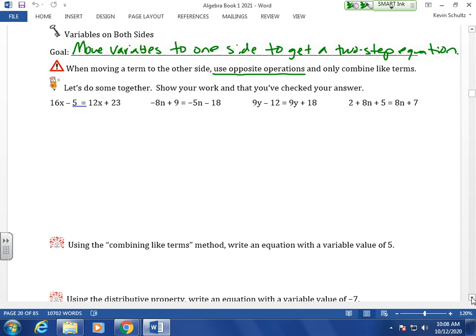For some reason, I think I put an extra space in between the equal sign. It's going to bug me if I don't fix it. Get rid of that blue line there. Let's see. Word, are you happy? Word is happy.